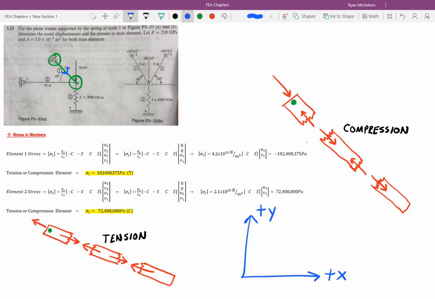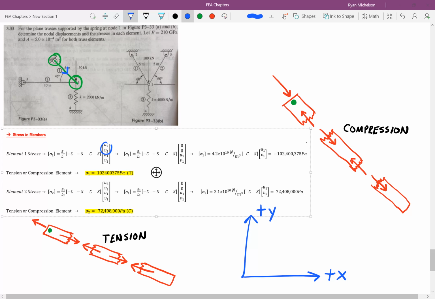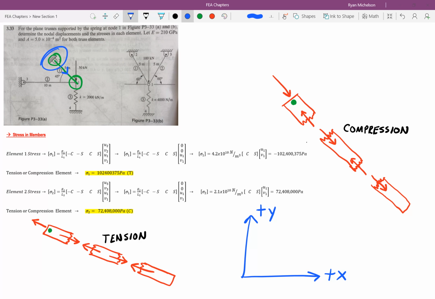Okay, so last thing we have to do is find our stresses. If you look at this problem right here, element 1 is represented right here. Now if you notice, I'm going from 2 to 1. So you can see that this element is in this direction. That's why I went ahead and drew this arrow right here.